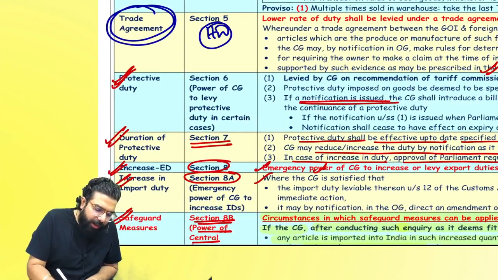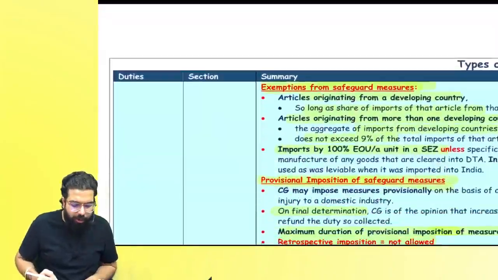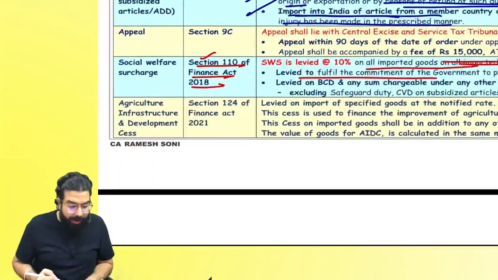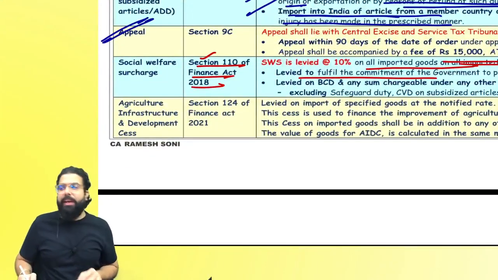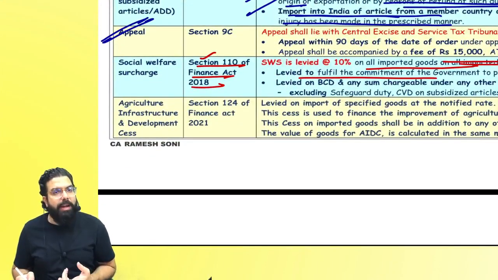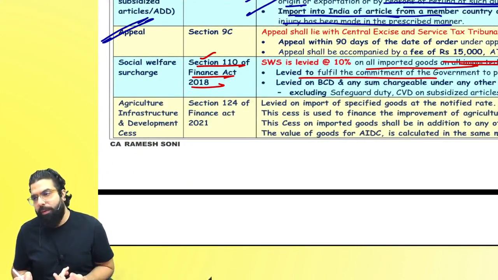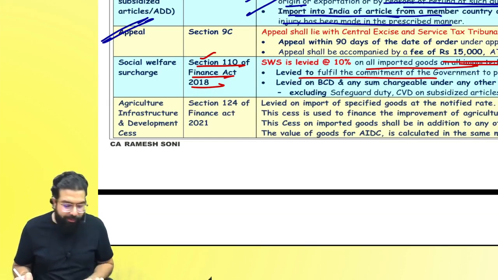Homework, everyone, you can read at home. Might be they go ahead and ask you a small question: write a note on trade agreement. Sir, whenever any duty is being charged from me, can I go for an appeal? Always remember, the Central Excise and Service Tax Tribunal, you can go for an appeal within 90 days with a fees of 15,000.